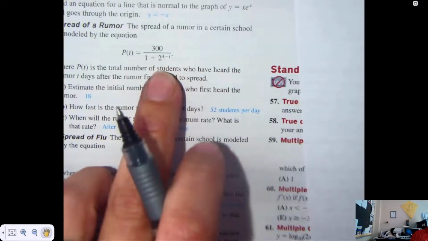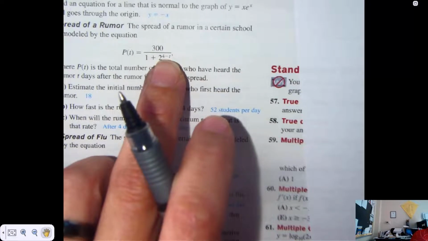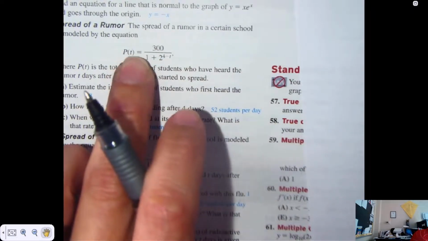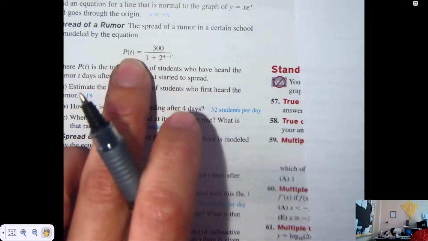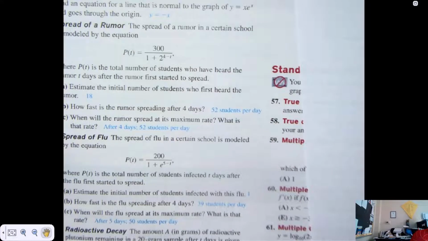But this is actually what we call a logistic model of growth. The spread of a rumor in a certain school is modeled by the following equation. Population as a function of time, meaning how many people know the rumor, is 300 over 1 plus 2 to the 4 minus t. Estimate the initial number of people who first heard the rumor.